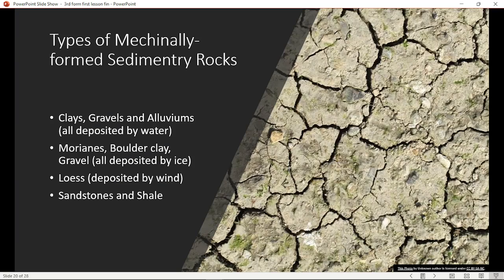Types of mechanically formed sedimentary rocks. We have clays, gravels, and alluviums, all deposited by water because they're very easily carried by water, I should say. Moraines, boulder clay, gravel, all deposited by ice. Loess, deposited by wind, sandstones, and shale.